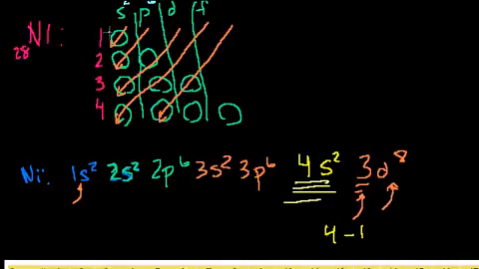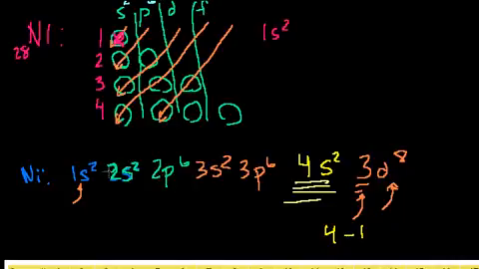So you fill it like that. So first you just say, okay, for nickel, 28 electrons. First I filled this one out, so that's 1s2. Then I go, there's no 1p, so then I go to 2s2. So then you go to 2s2.